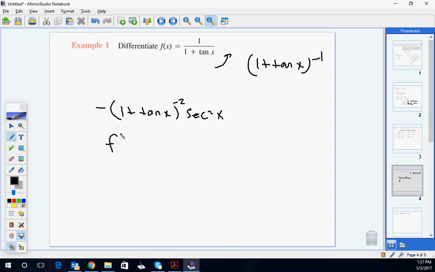F prime of x is, you can put the negative out on the side, whatever you want, it doesn't really matter. That's the derivative. Any questions with that?